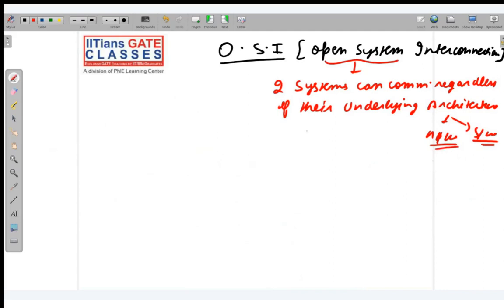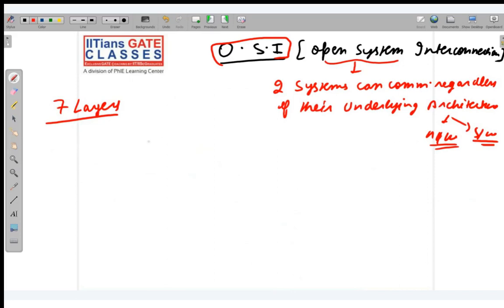Okay. So this OSI model, like I have told you, each and every model has layers. So similarly, OSI will also have layers. It is having 7 layers. Okay. So OSI model is having 7 layers. Okay. So what are the layers? So layers are application layer.